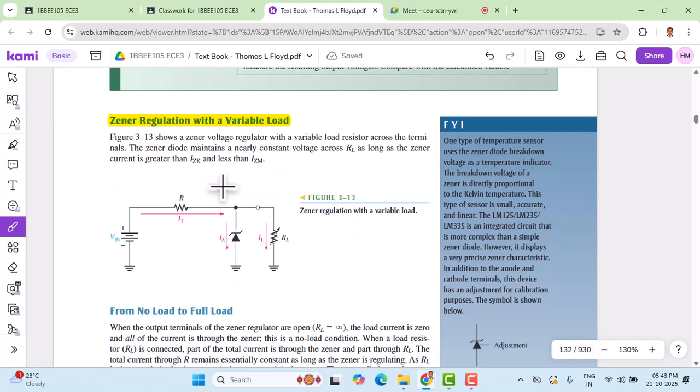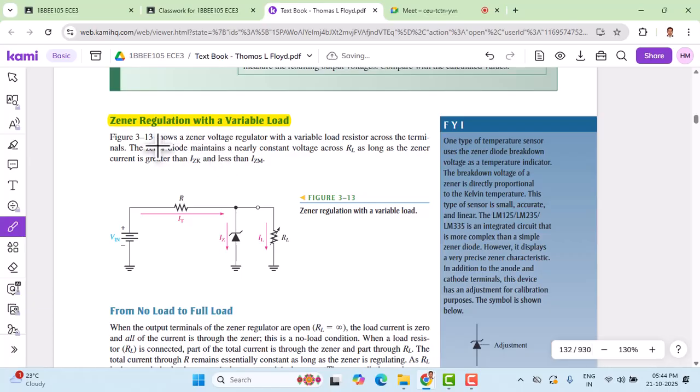Okay, let's look at the next application of Zener diode. Previously we have seen the effect of input voltage variations, how exactly the diode can maintain a constant output voltage though there is an increase or decrease in the input voltage, and we estimated the minimum and maximum input voltage for which the Zener can regulate and provide a constant DC voltage across its terminals.